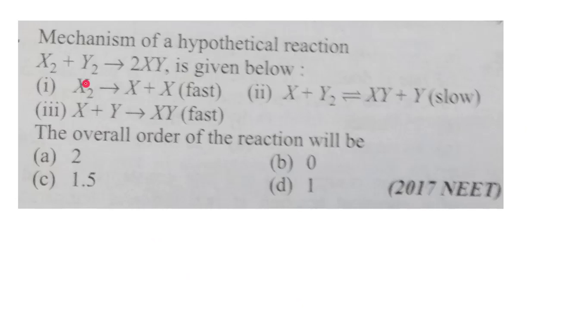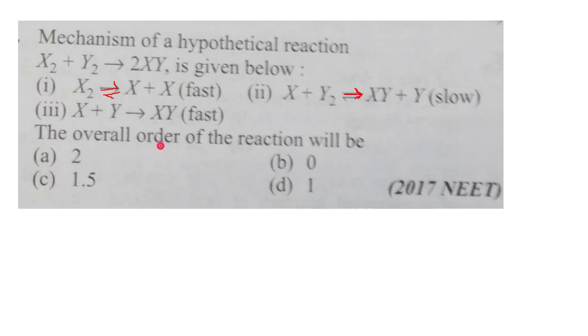Okay, next question. This question was asked in 2017 NEET. The mechanism of a hypothetical reaction X2 plus Y2 gives 2XY is given below. X2 goes to 2X, this should be taken as under equilibrium, and this is a fast step. Then X plus Y2 gives XY plus Y, this is the slow step. And X plus Y gives XY, which is fast. They are asking for the overall order of the reaction.